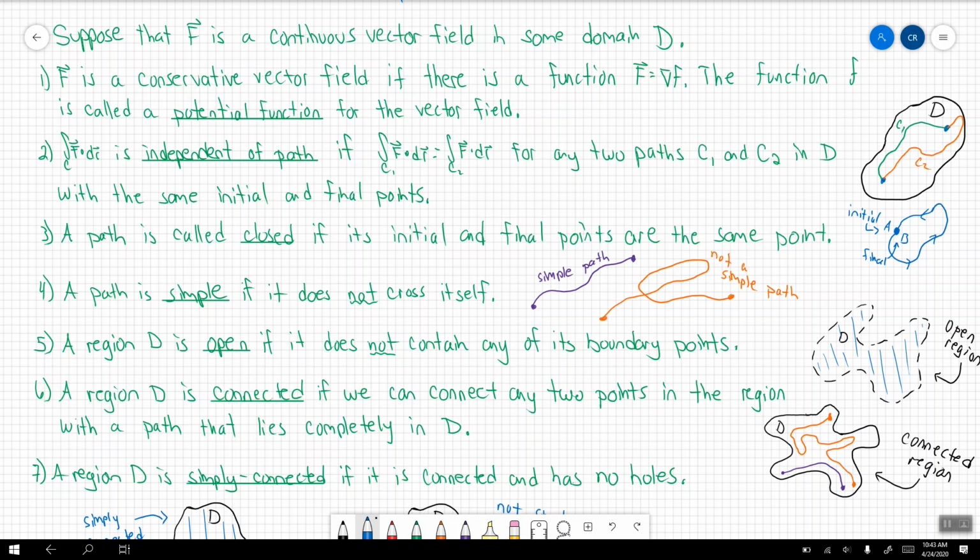Number 2 here says that we are going to be looking at something called independence of path.